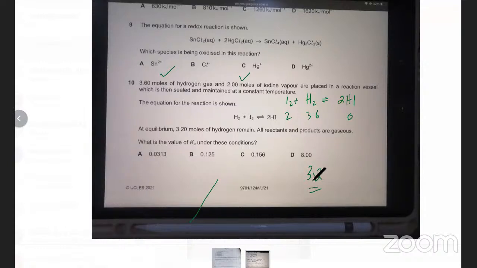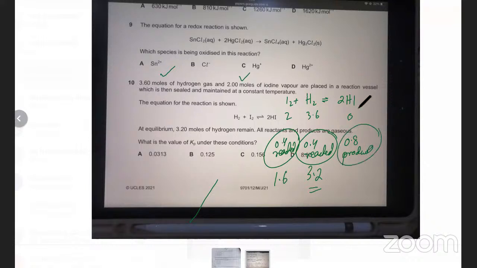So how many moles reacted? You started off with 3.6. So that means 0.4 have reacted, right? So if 0.4 of this have reacted, 0.4 of this would have also reacted, right? It's 1:1. Is that clear? So out of the 2, you're left with 1.6 moles now. And if 0.4 reacts with 0.4, how much HI would be produced? It's going to be double the amount. It's going to be 0.8 produced, right? So now you have 0.8 moles. Is that clear? These are your equilibrium moles.